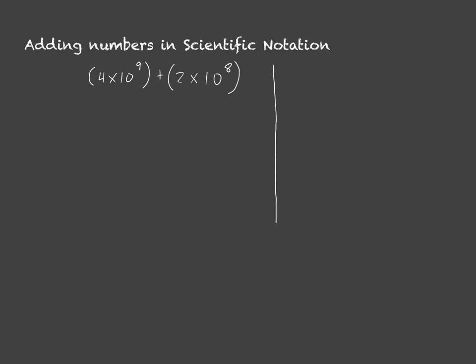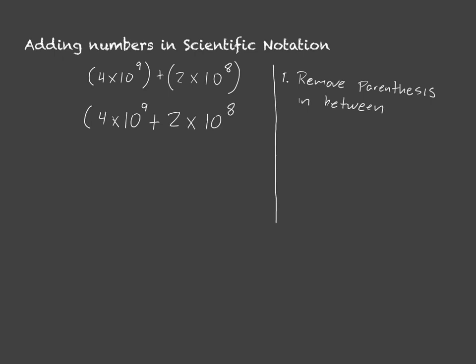So let's do that. The first step will be remove parentheses. So remove the parentheses in between. So I'm going to rewrite this as 4 times 10 to the 9th plus 2 times 10 to the 8th.